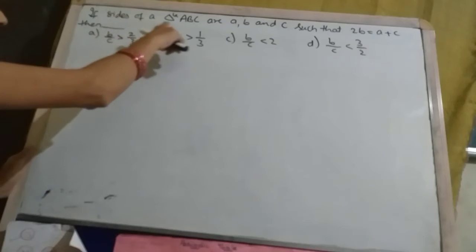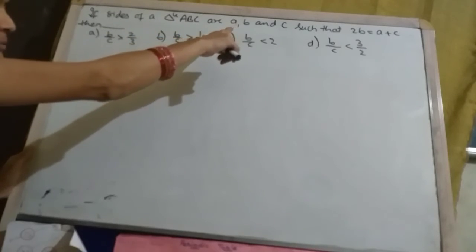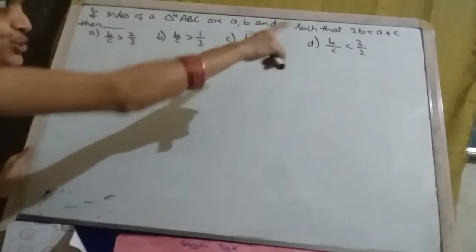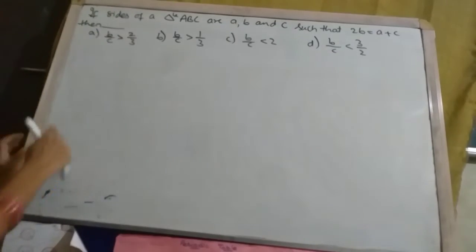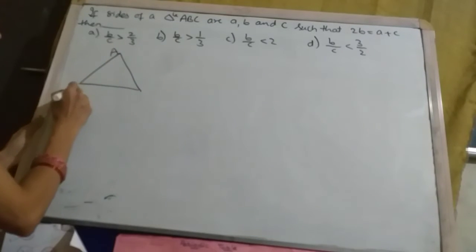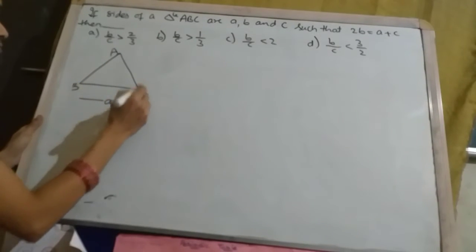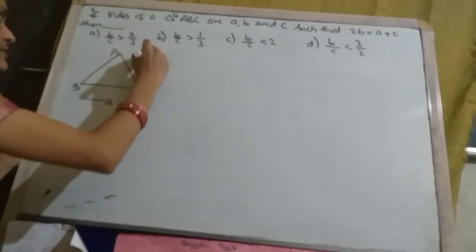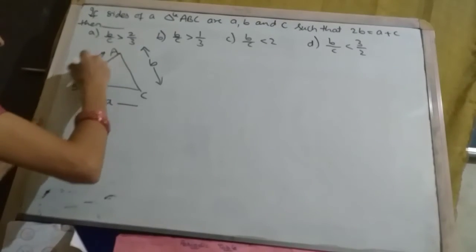See the question. The sides of a triangle ABC are a, b and c such that 2b equal to a plus c. Then you have to check these options. Here this is triangle ABC. The side opposite A has length small a, opposite B is small b, and opposite C is small c.